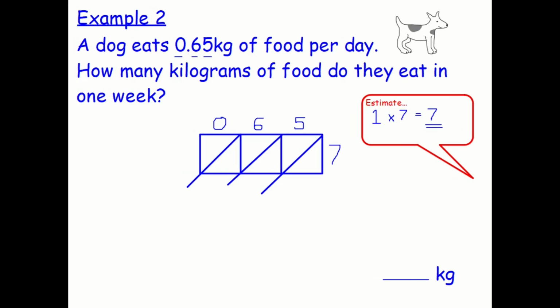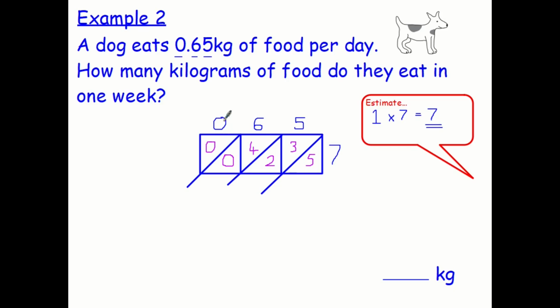And what do we do now? We do 5 times 7, which is 35. 6 times 7 is 42. And 0 times 7 is 0. So anything times 0, remember, is 0. So that's what I said.